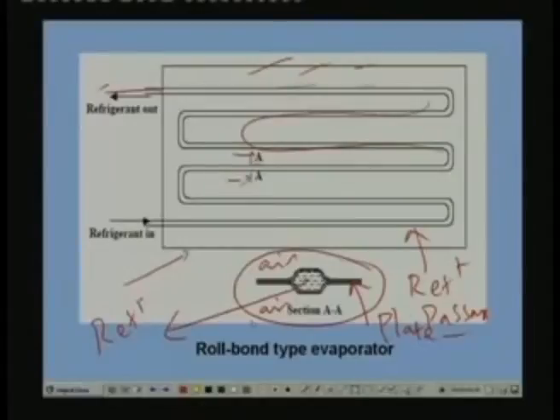The manufacturing of this is quite interesting. What is generally done is two aluminum plates of equal size, equal thickness, equal width, are taken, and on these aluminum plates the refrigerant circuit is printed. It's just like your PCB, printed circuit board. The refrigerant tubing circuit is printed on this. Printing means some ink is deposited in the way the tubing is required. Once the printing is done, both aluminum plates are brought together and sent to rolling mills, where both plates are rolled.